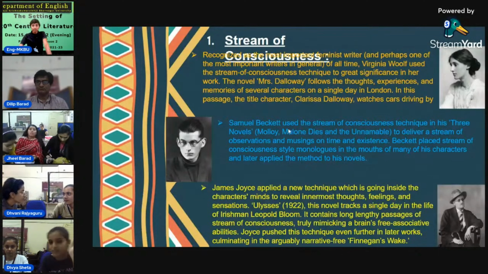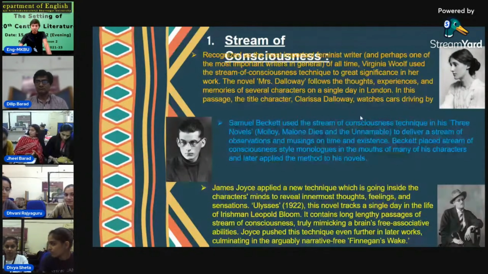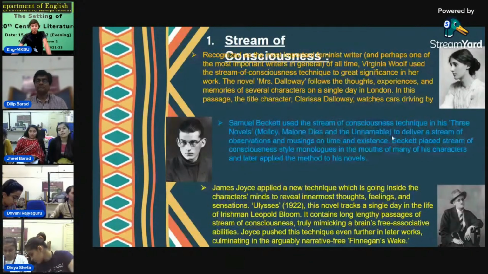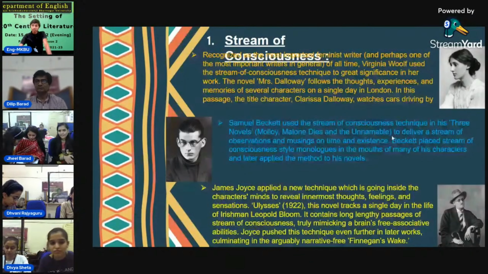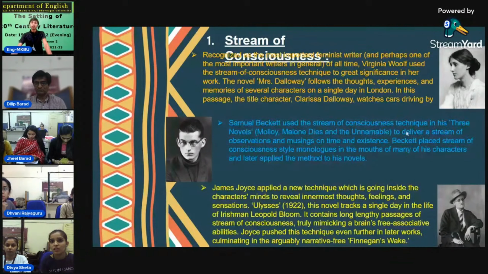He used stream of consciousness techniques in three novels. First he published a trilogy of novels, which included Molloy, Malone Dies, and The Unnamable. To deliver a stream of observation and musings on time and existence, Beckett placed stream of consciousness style monologues in the mouths of many of his characters and later applied the methods. So these three are very prominent authors in this discipline, the stream of consciousness.